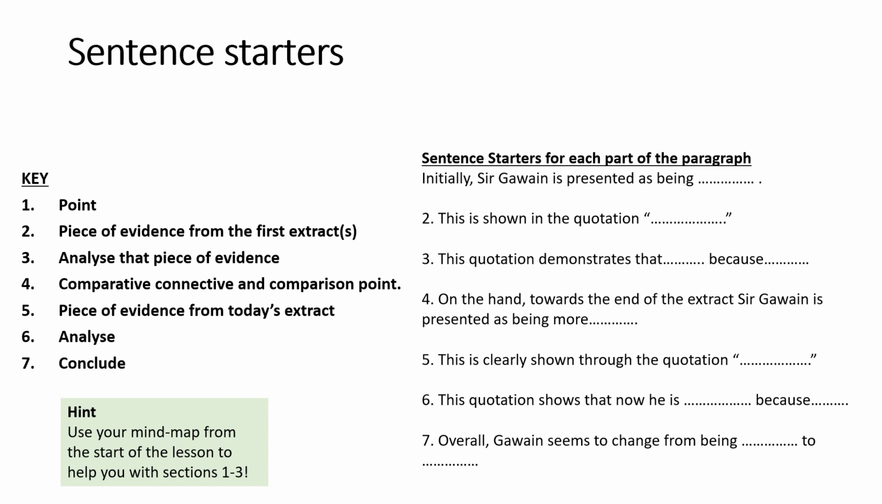So point 1: initially, Sir Gawain is presented as being something. Piece of evidence from the first extract: this is shown in the quotation, etc. This should be fairly self-explanatory. Please read through the slides. I've put a little hint here: use your mind map from the start of the lesson to help you with sections 1 to 3.